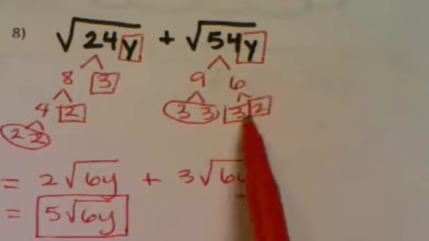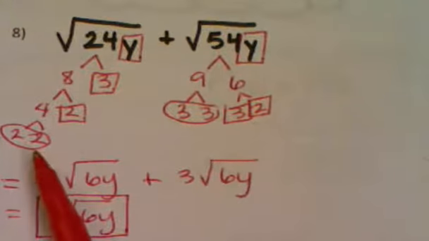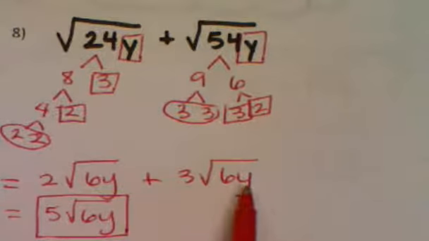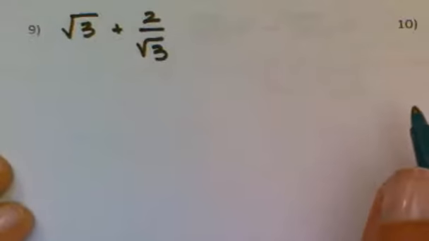Remember, everything that stays in gets multiplied. If you have more than one thing coming out, that gets multiplied. So then we have 2 root 6y and 3 root 6y. We'll combine our 2 plus 3, getting 5, and keep the root 6y. Take a look at example 9.